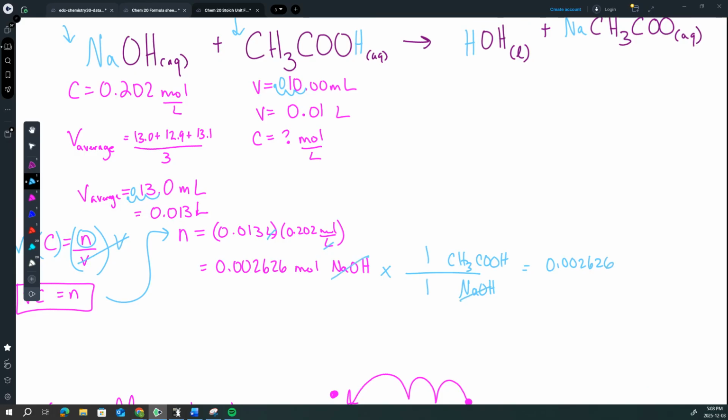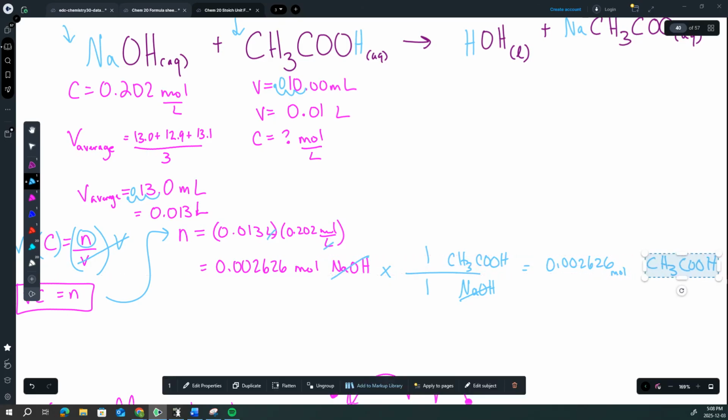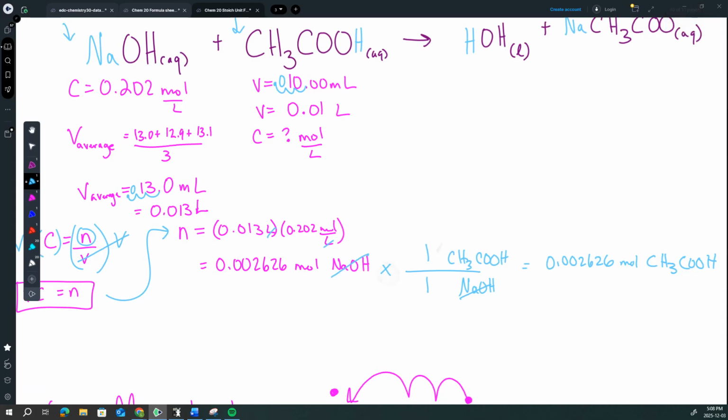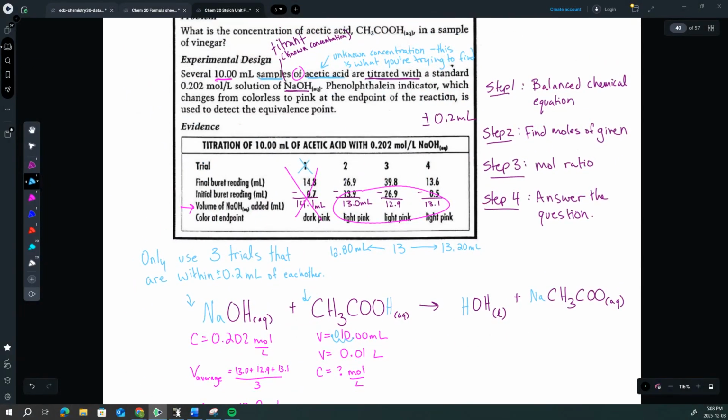However, now these are going to be the moles of acetic acid, because if you treat sodium hydroxide kind of like a unit, you see how sodium hydroxide is in the top and the bottom, they cancel out. So that's how we know these moles now belong to acetic acid. And I'm going to write mole right there. Actually, hang on. Let's see if I can squish this over. There we go. Okay. At this point, we've got step 3 done.